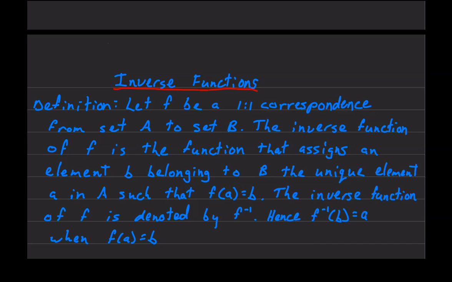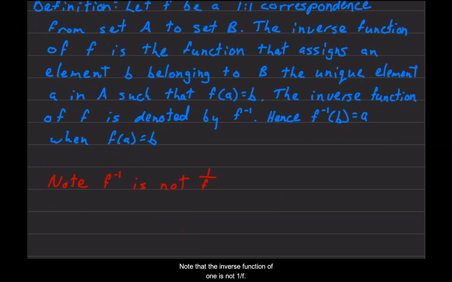Inverse functions. Definition. Let f be a one-to-one correspondence from set A to B. The inverse function of f is the function that assigns to an element b belonging to set B the unique element a in A such that f(a) equals b. The inverse function of f is denoted by f^-1. Hence, f^-1(b) is equal to a when f(a) is equal to b. Note that the inverse function of f is not 1 over f.